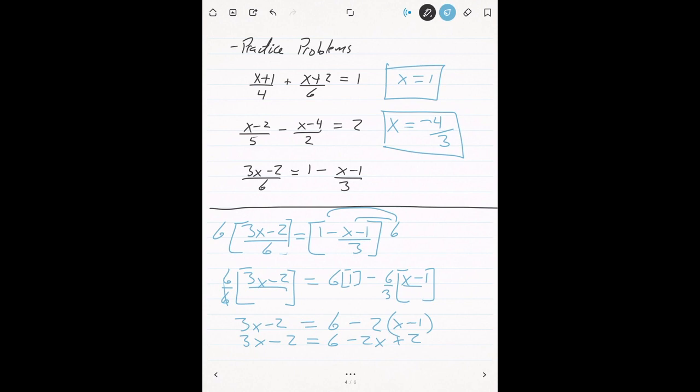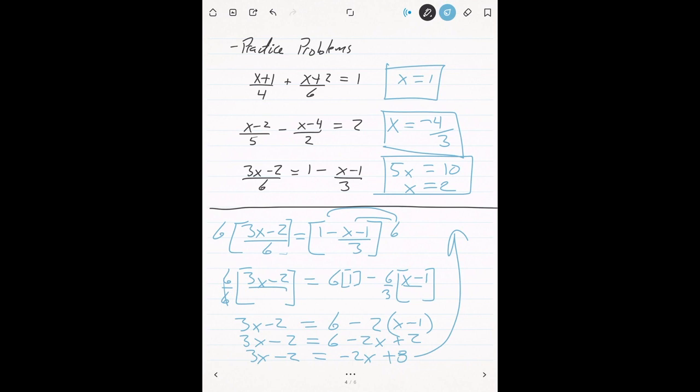We can go ahead and finish this problem pretty quick. We have a 3x minus 2, negative 2x. The 6 and the 2 makes an 8. Let's see, I'll move this up here. So 3x, if I added 2x to both sides, I should get a 5x. If I added 2 to both sides, I should get a 10. x equals 2. So that's the correct answer here. x is equal to 2.